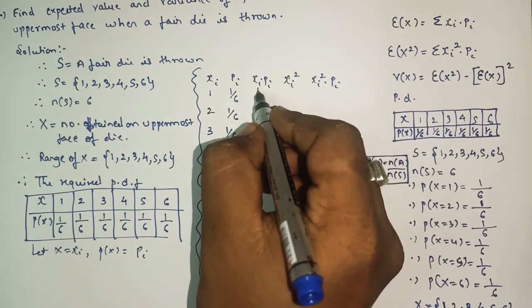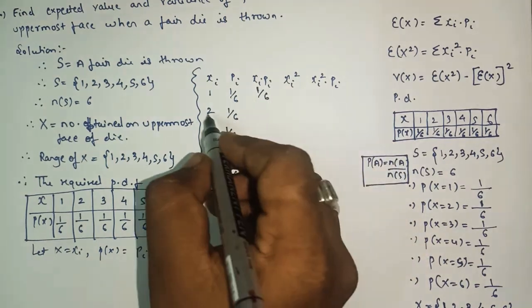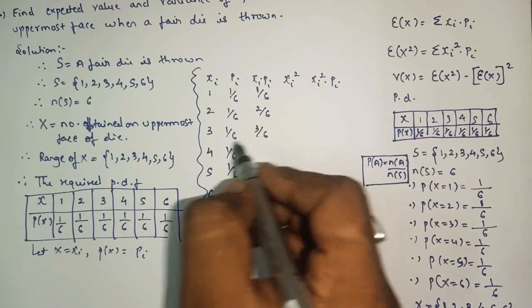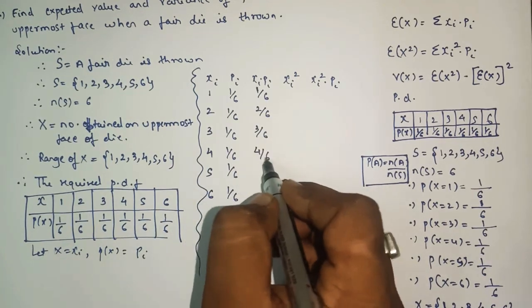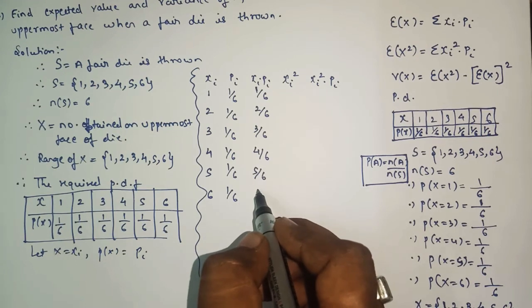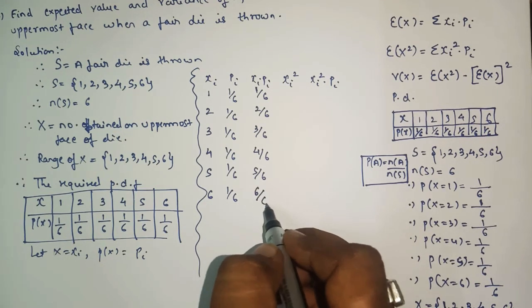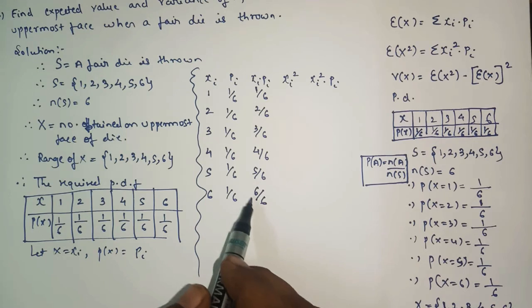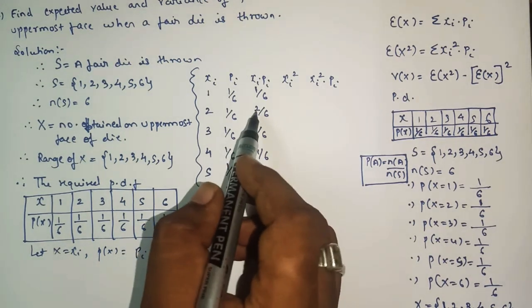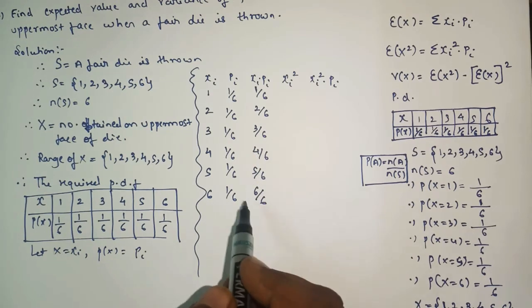So here you will get what? 1 by 6. This will be 2 by 6. This will be 3 by 6. This will be 4 by 6. Here 5 by 6. Here 6 by 6. Yes or no? Here we can cancel this number. Here also we can cancel, as both are even numbers. 2 ones are 2, 2 threes are 6, 2 by 3. 6 and 6 will be 1.